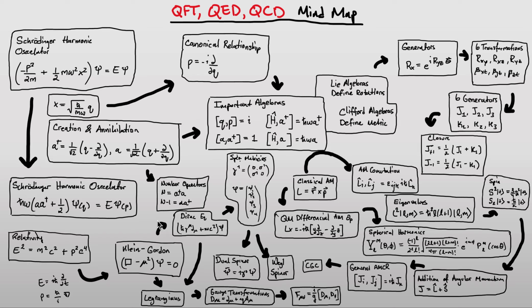Okay, and then we briefly started going over relativity, right? We went over this relativistic energy, and when we combine that with our quantum operators, we got our Klein-Gordon equation. And then from the Klein-Gordon equation, we're going to diverge a little bit more, and we're going to start talking about the Dirac equation, right?